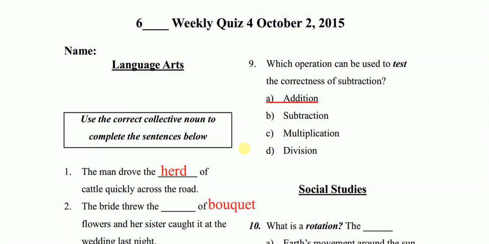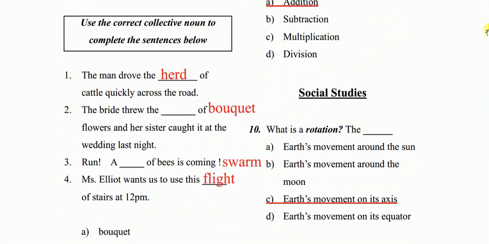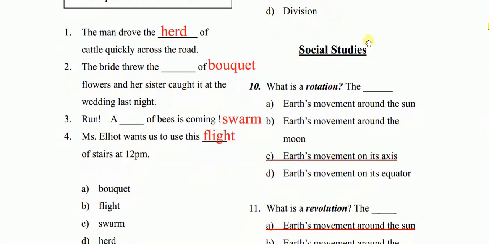So we start off with language arts. It says, use the collective noun to complete the sentences below. What's a collective noun? A collective noun is a group name. So here we have the questions and we would have the answers here. So the man drove the dash of cattle quickly across the road. He drove the herd of cattle, and that would be option D.